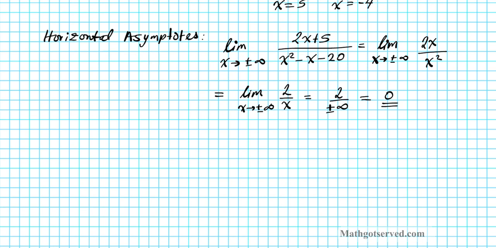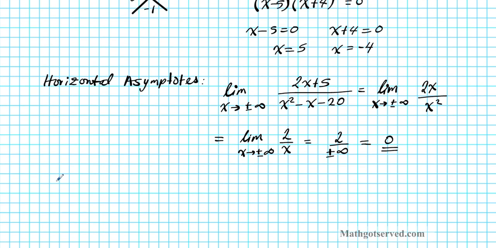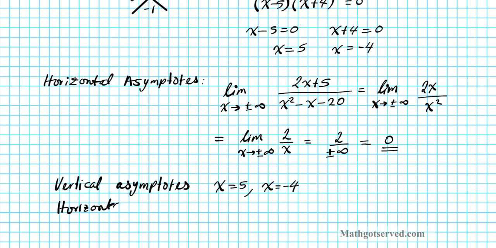So let's go ahead and write down our answers. Vertical asymptotes is x equals 5 and x equals negative 4. And then your horizontal asymptotes is y equals 0. Okay, so that's that.